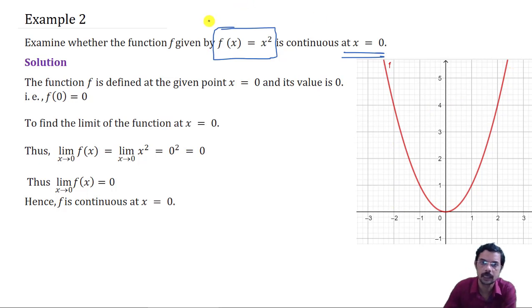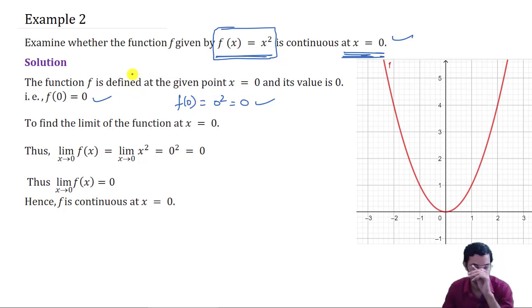Here again the function is not broken, so we will not break it into left hand limit and right hand limit. At x equal to 0 we will try to find the value of the function. Put x equal to 0 here. So f of 0 equals 0 square, that is equal to 0. So we get f of 0 is 0. So yes, the function is defined at the point x equal to 0.